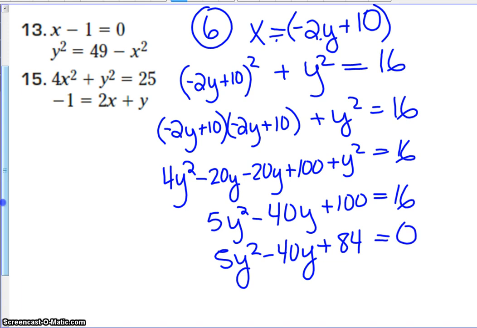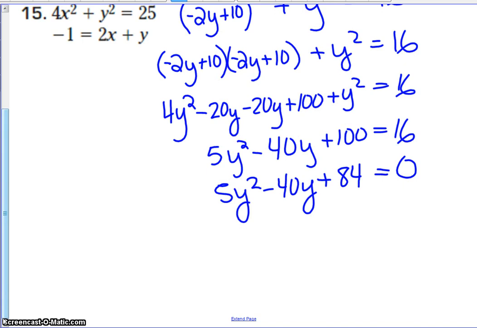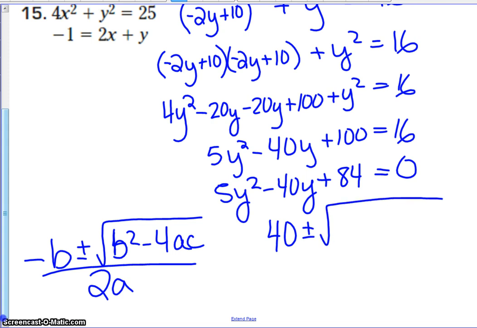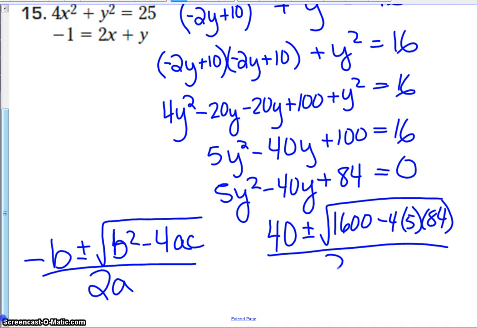Now we have to solve this. We have to remember what we did in Algebra 2 to solve this. And I think the best way to do this is to use the quadratic formula. Negative b plus or minus the square root of b squared minus 4ac all over 2a. I think that's just the quickest way to solve this. So in this case, negative b would be 40 plus or minus the square root. B squared would be 40 times 40 of 1600 minus 4 times 5 times 84 all over 2 times 5.